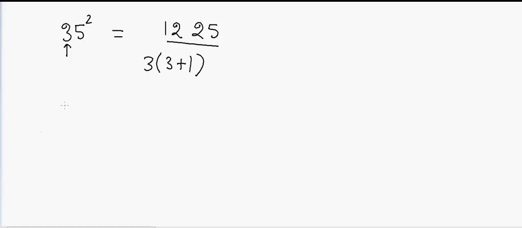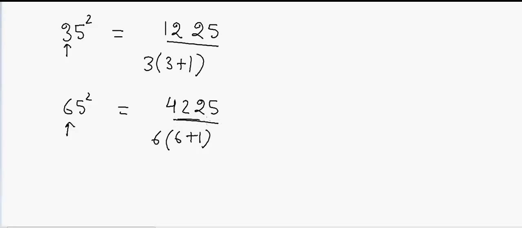Another example, if I have 65 square, in that case I have to write 25, and then I'll take 6. So multiply 6 by 6 plus 1, that is 7. 7 into 6 is 42. So the answer is 4225. So how does this trick work? Let's look into that.